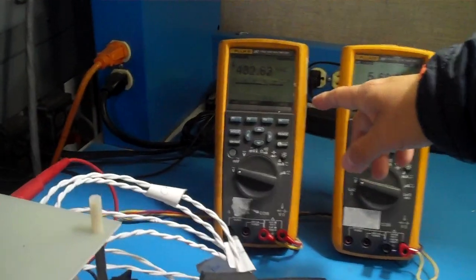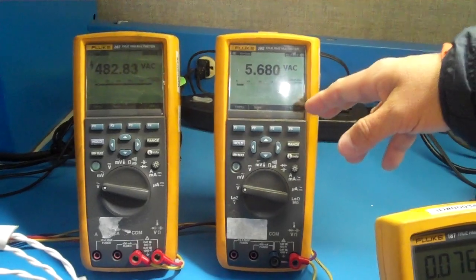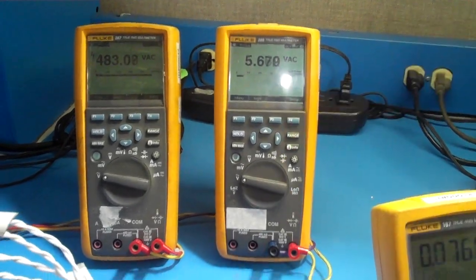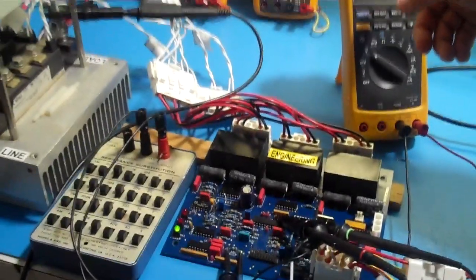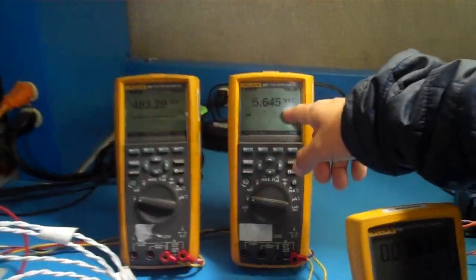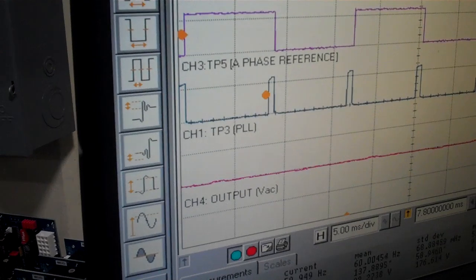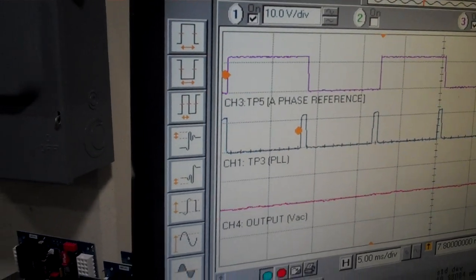This meter is measuring our input, 482, and right now SIG HI is 0.0, it's basically 0. We don't have an output, that's why we only measure 5 volts, and we can see here that the output is there. Now we can see test point 3, I'm going to go ahead and add the duty cycle.